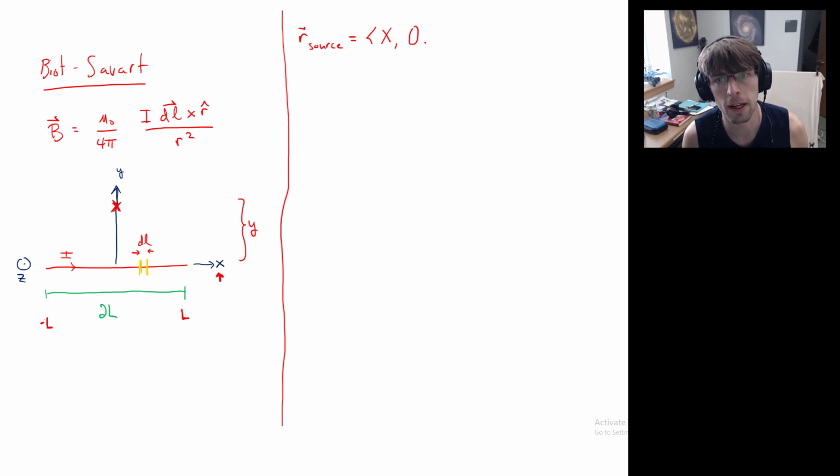Okay, well, it's not by accident. We chose the wire to lie on the x-axis. That makes our lives easy. So the other two are 0. Of course, now we need the field point. And again, by drawing our axes in a nice position, we can go ahead and write this down pretty quickly.